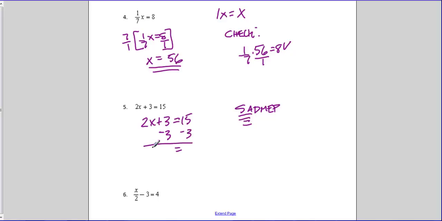Bring down the equal sign. 3 minus 3 is 0. Don't need to show anything there. Bring down the 2x. 15 minus 3 is 12. So now I have 2x equals 12.